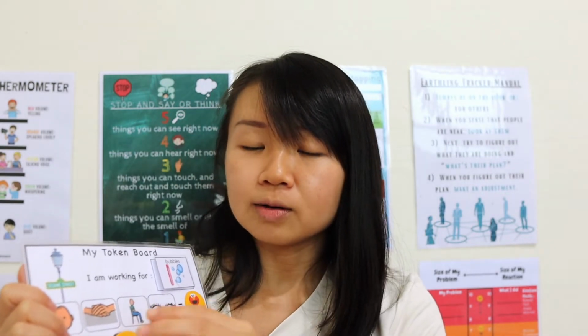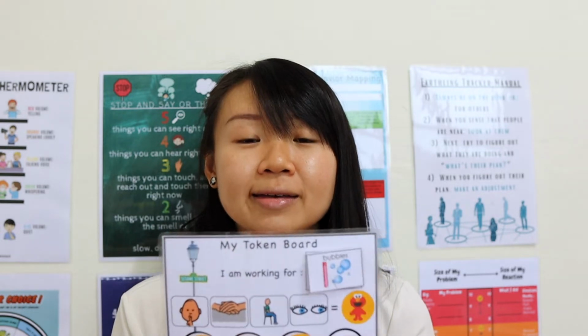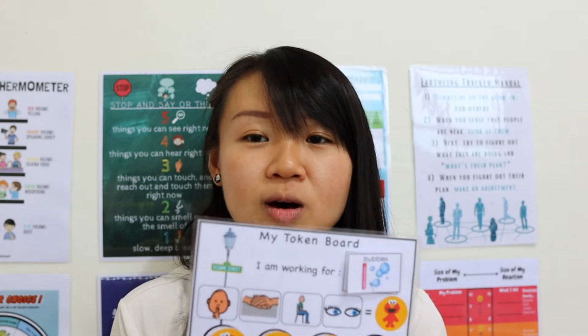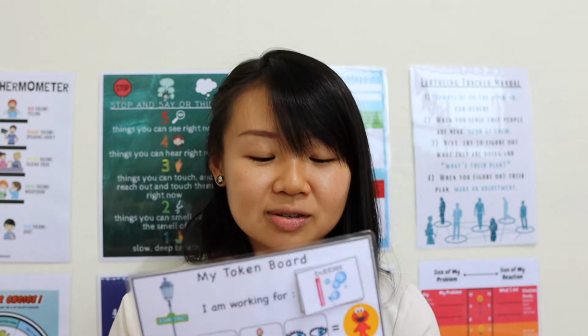Yes, so with that, the child is unable to predict when you're going to give him or her the token, and that actually increases and prolongs the expected behavior that you want to see in the child while working at a desk or working with you. So not being able to predict helps to prolong the behavior itself.